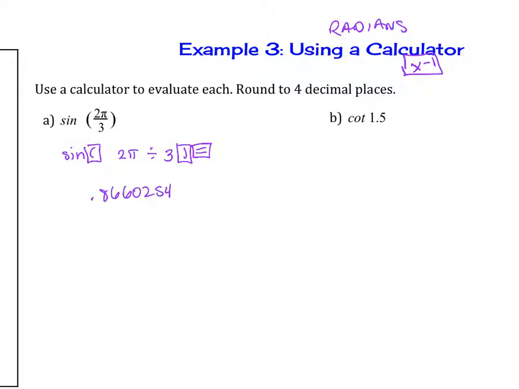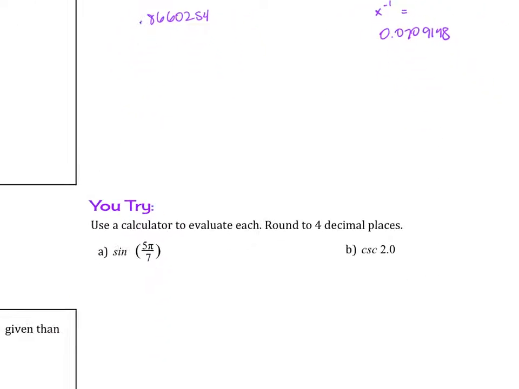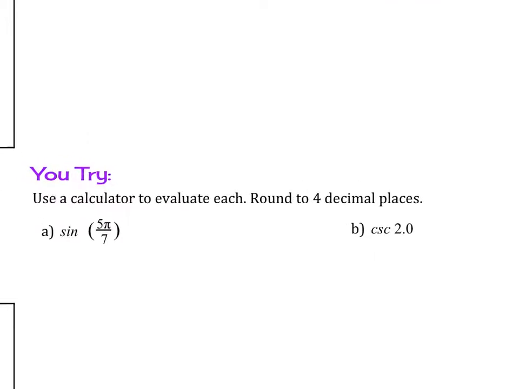0.8660254. Now for cotangent of 1.5, I know that tangent is what I'm working with, and so one thing that I do when I plug it into the calculator is I just go tangent of 1.5 and then equals. Then I press the x to the -1 button, and it automatically pulls the answer from before, and then equals, and then you get 0.0709148.